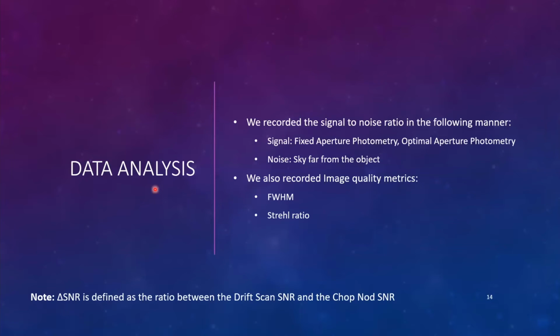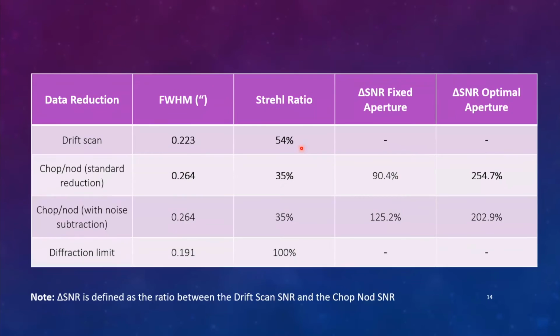So how did we go about doing the data analysis? Well, we recorded the signal to noise ratio with fixed aperture photometry and optimal aperture photometry. We recorded this noise far from the object. And we also recorded the full width at half maximum, the Strehl ratio. Here we can see the Strehl ratio with Driftscan was 54% when compared to a 35% with the Shopknot and the standard reduction. And the delta SNR here will be the ratio between Driftscan and Shopknot SNR. And we can see that for the standard reduction that GTC and Canary Cam provides, we had a 254% increase in the optimal aperture photometry here.